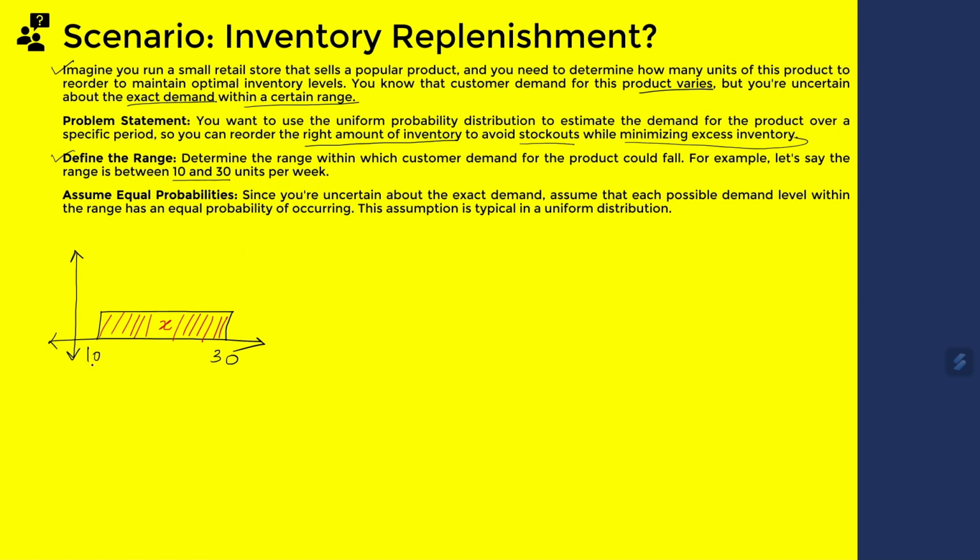So this is 10 units and this is 30 units. Here is our function x, which we will determine right now. So the uniform probability density function can be derived with the help of a formula.